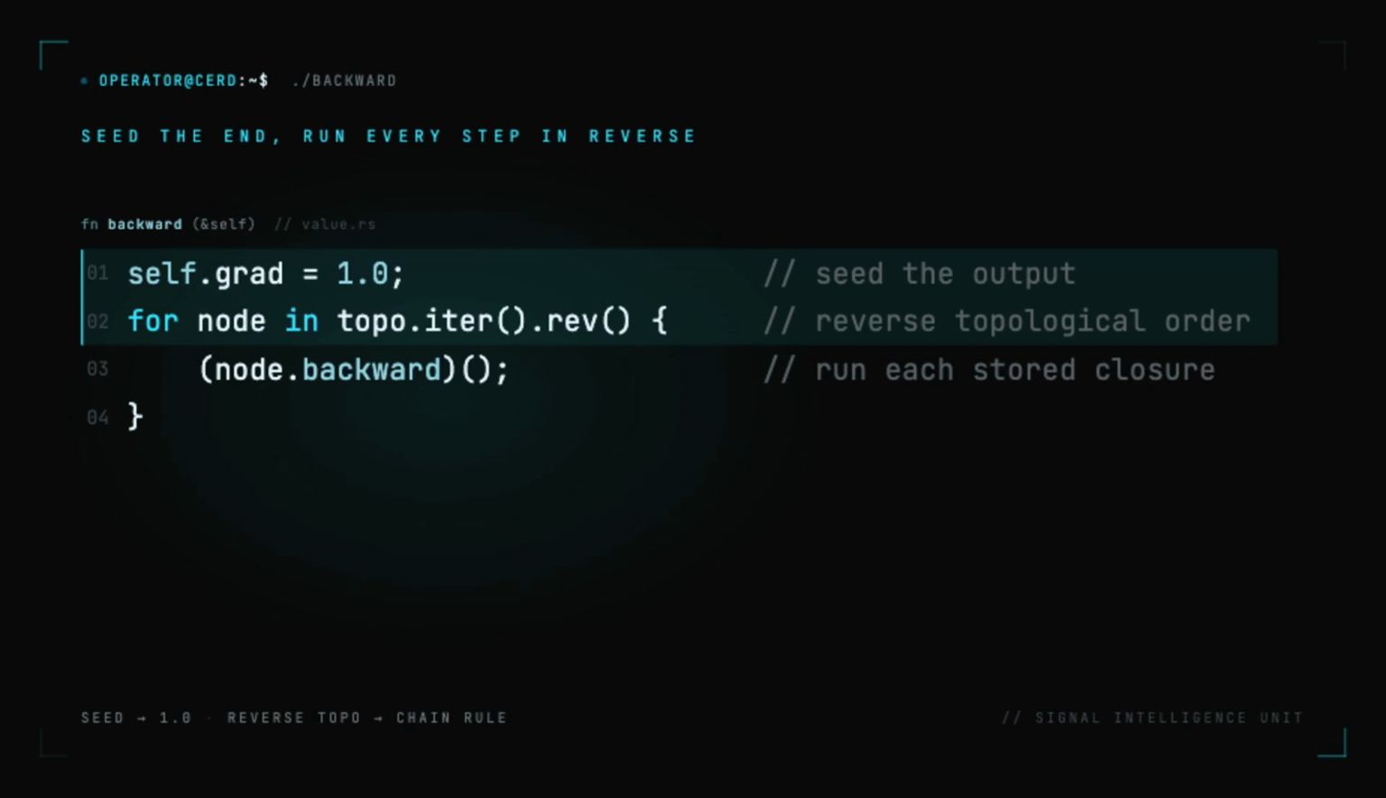One sentence to remember the whole engine theory. Every node knows how to push gradient to whatever it was built from, and backward just runs that for all of them in the right order.